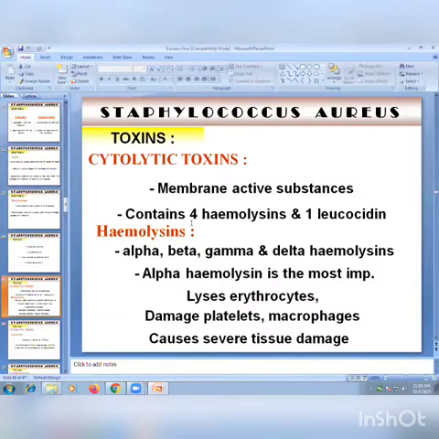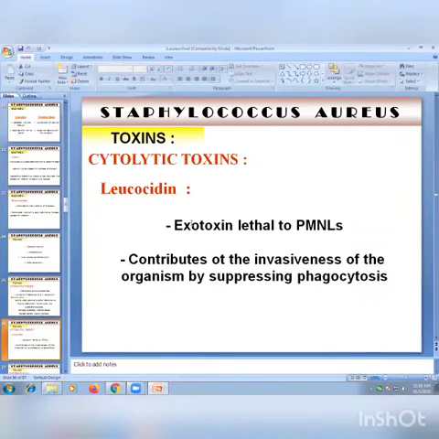Hemolysins: alpha, beta, gamma, and delta hemolysin. Alpha hemolysin is the most important. It lyses erythrocytes, damages platelets and macrophages, and causes severe tissue damage. Leukocidin is an exotoxin lethal to PMNLs, contributing to the invasion of the organisms by suppressing phagocytosis. So it inhibits phagocytosis in short.